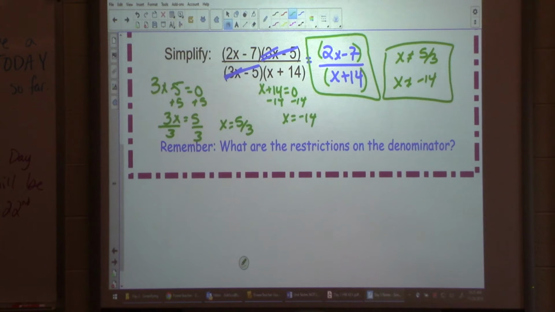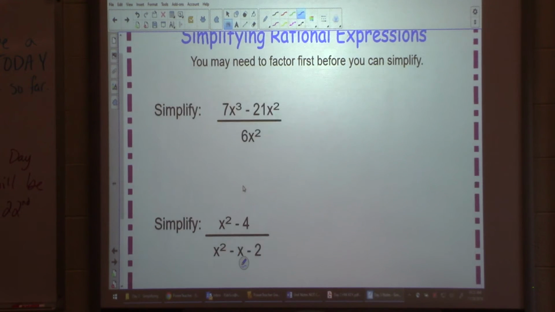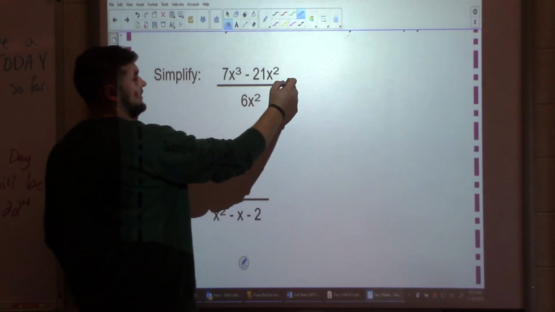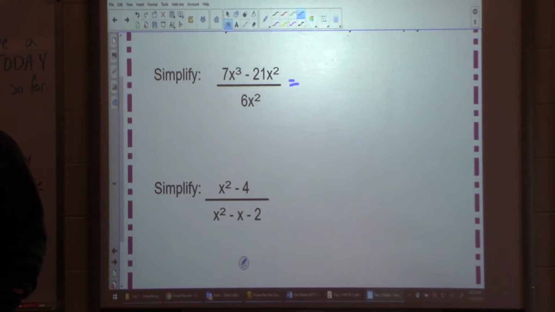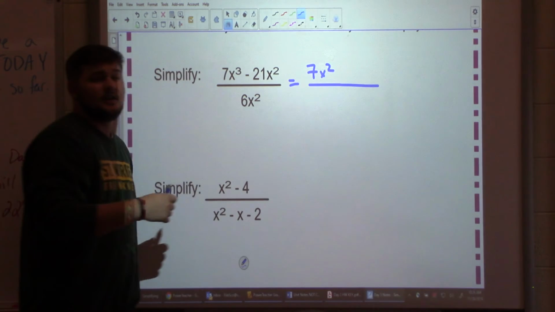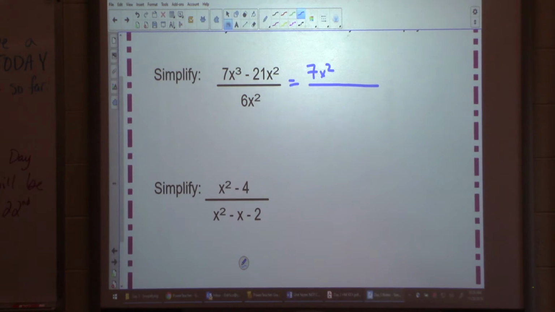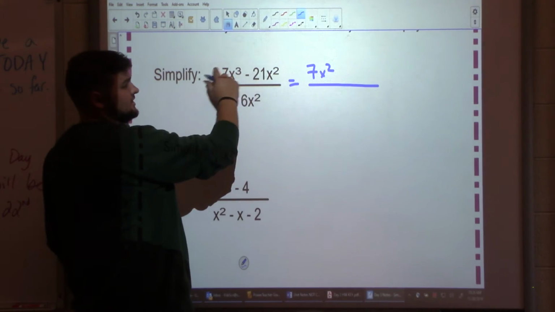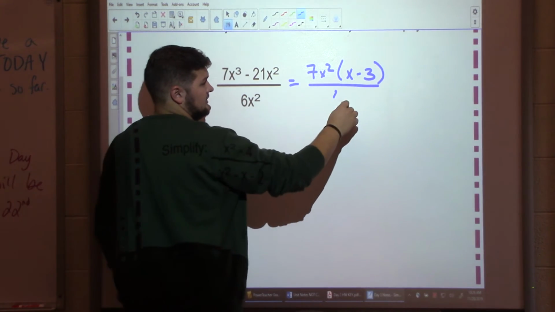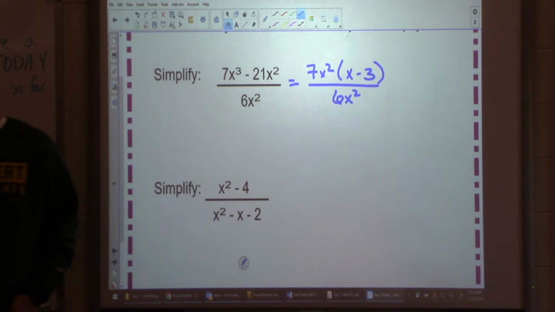Okay, we can try another one. Okay, so these next ones, like I said before, we're going to factor everything first. Factor it all first. My numerator here, can I factor anything there? 7x squared. I'm taking out a GCF, right? It's not a difference of perfect squares. It's not a trinomial. So I'm just going to take a GCF out. Take out 7x squared, I'm left with x minus 3 over 6x squared.